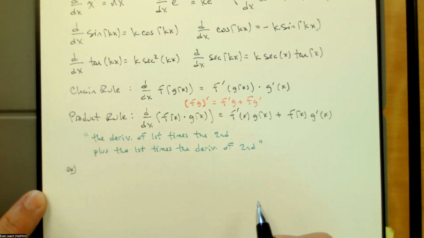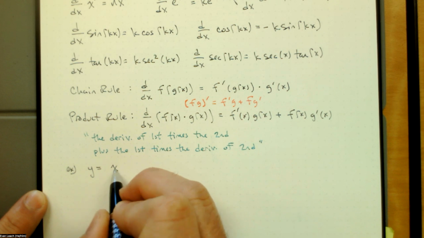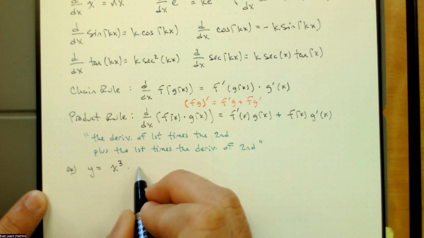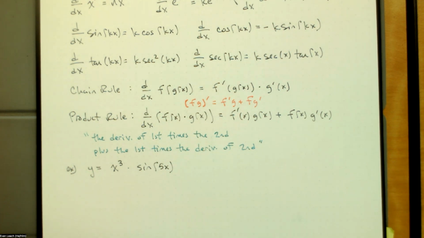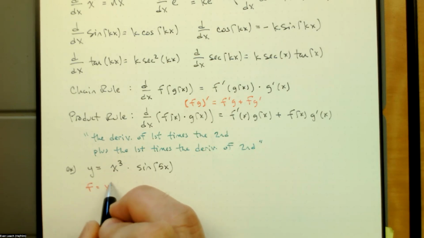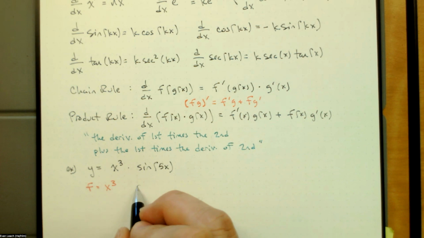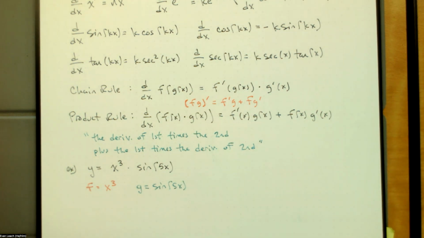For example, we're going to make a product of functions. Let's say that y is equal to x cubed times sine of 5x. Here we have a product of functions. One of the functions is x cubed, the other function is sine of 5x. So since we're trying to find the derivative of a product, we'll use the product rule.